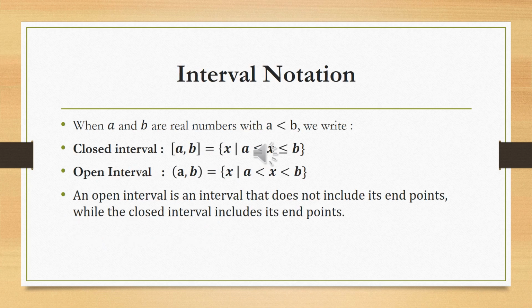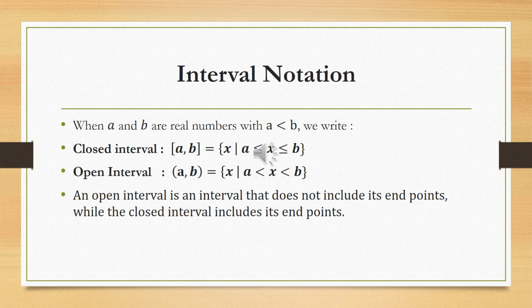Interval notation. When a and b are real numbers with a less than b, we can write a closed interval that consists of a and b. For a closed interval, we usually use square brackets, [a, b].